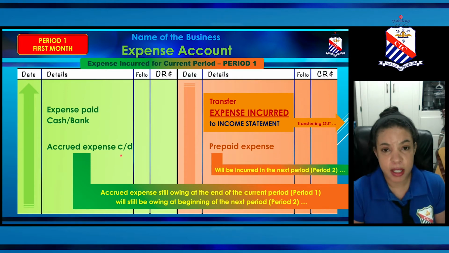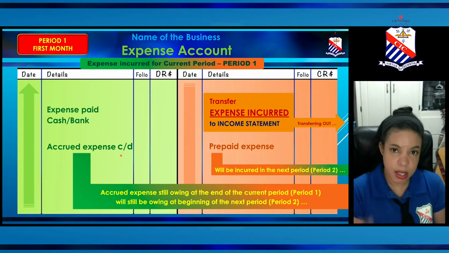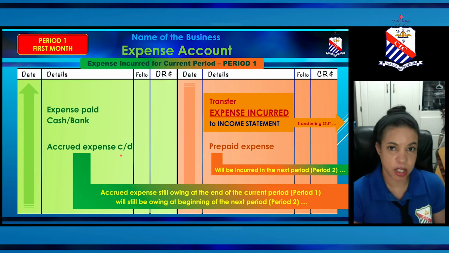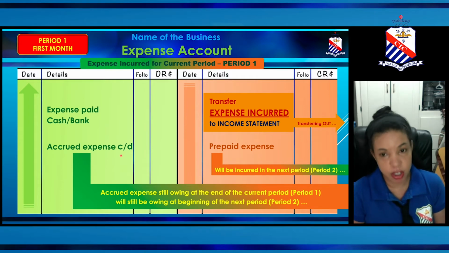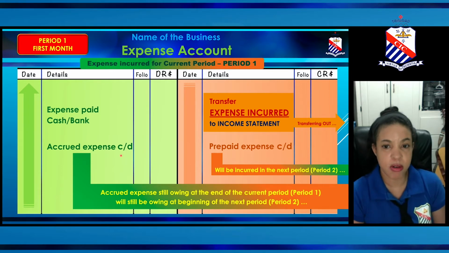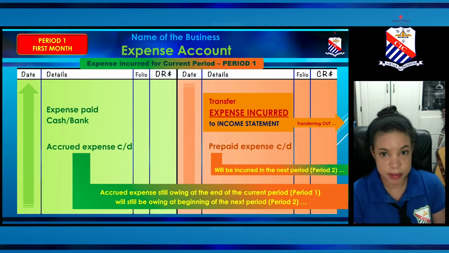It has not been incurred in this period, but it was paid in this period. So that is why it still has to be recorded in this period. But it still has to be carried forward to the next one, because that is where it will be incurred. So you have to also put the carried down or the carried forward to show that this balance has to go to the next period.